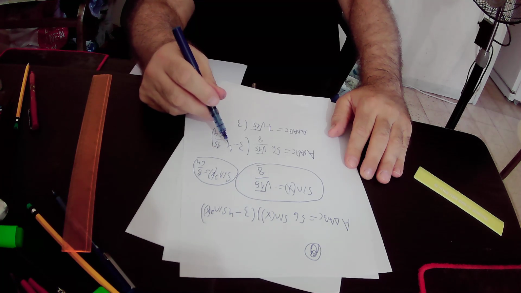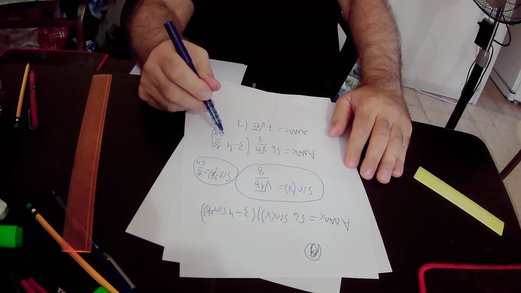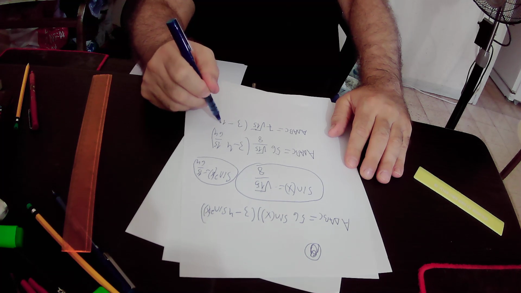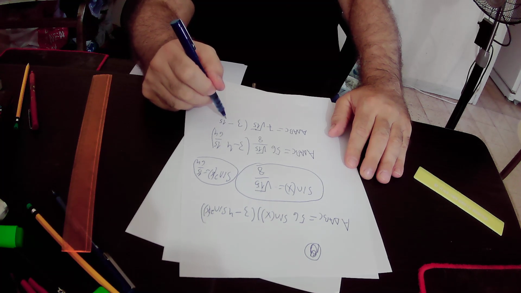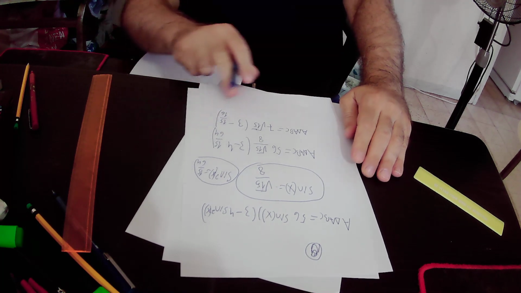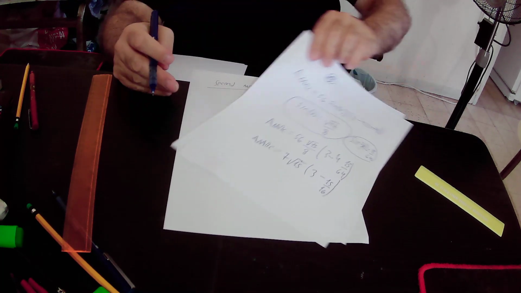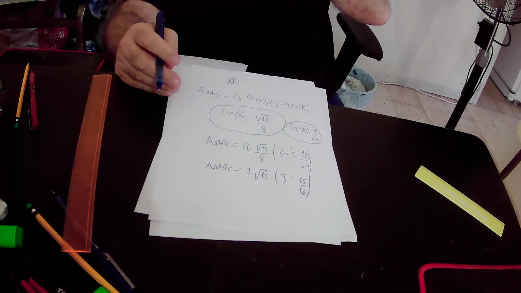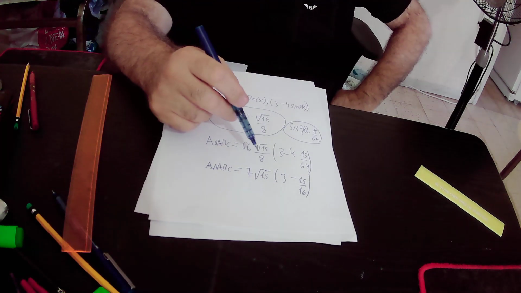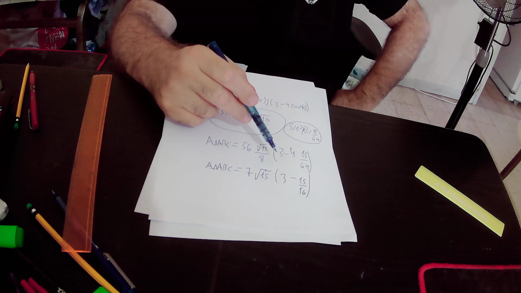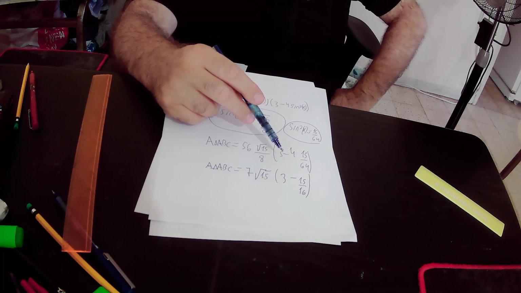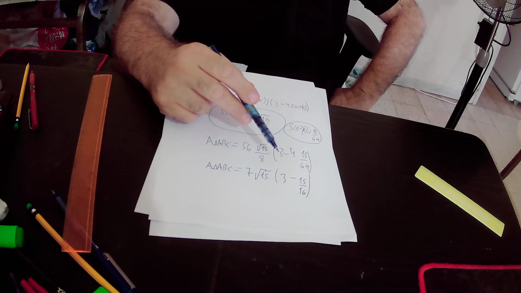So here we will cancel 4. 64 over 4 is 16. Okay, so in total we got that the area of triangle ABC equals 7 times root 15. In the brackets we have 3 minus 15 over 16.